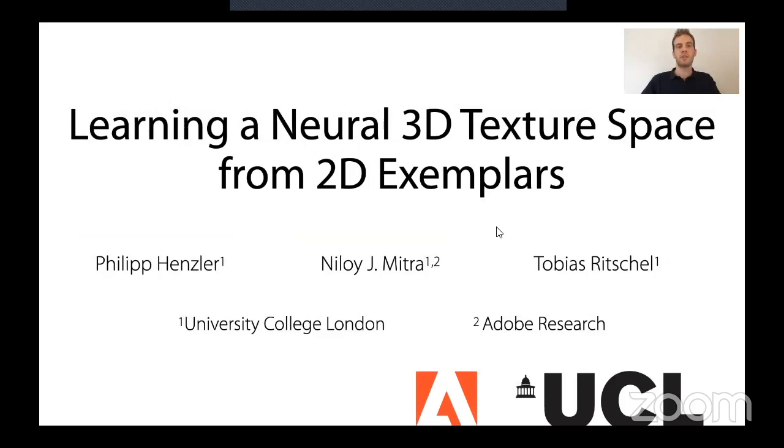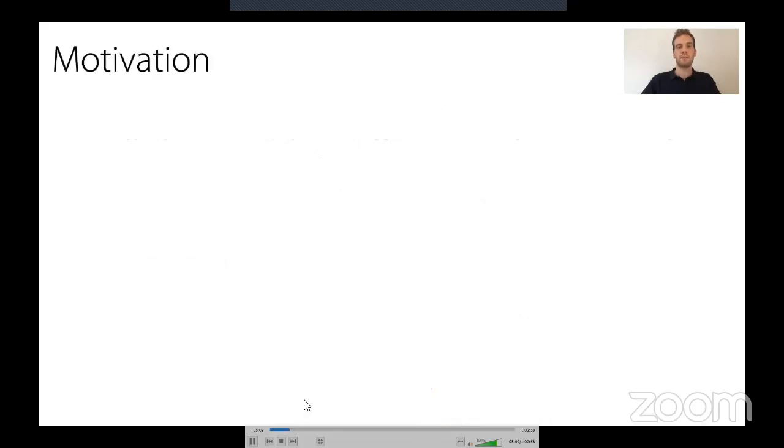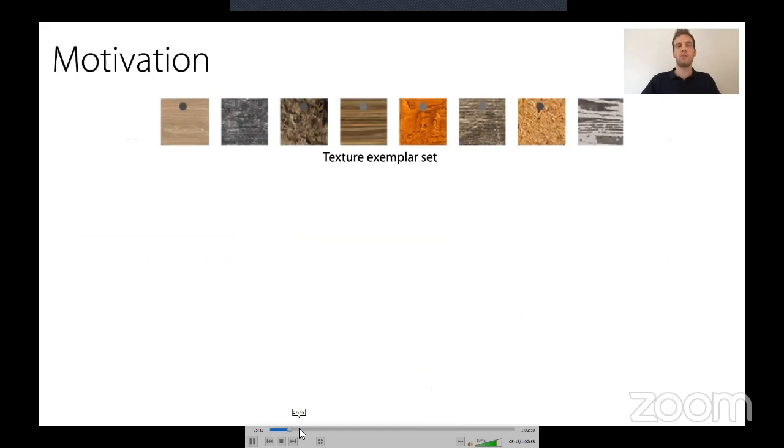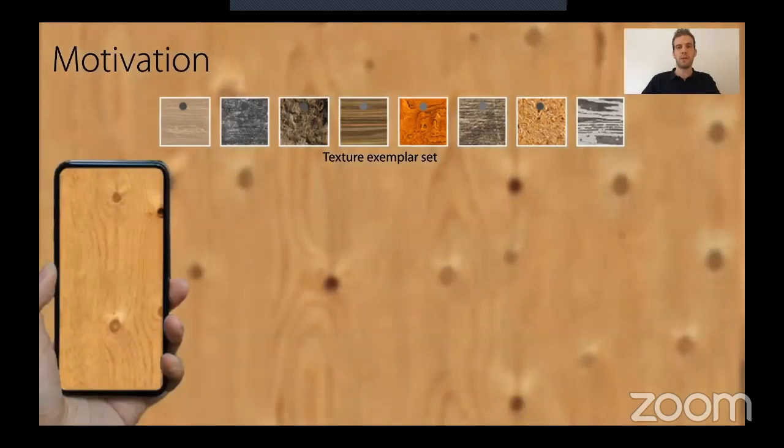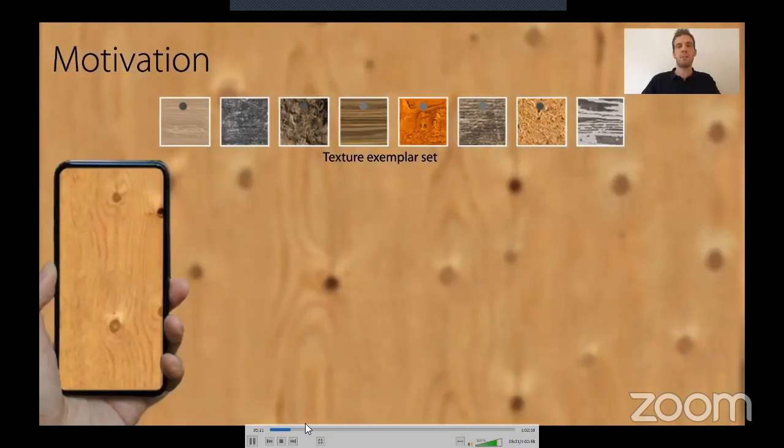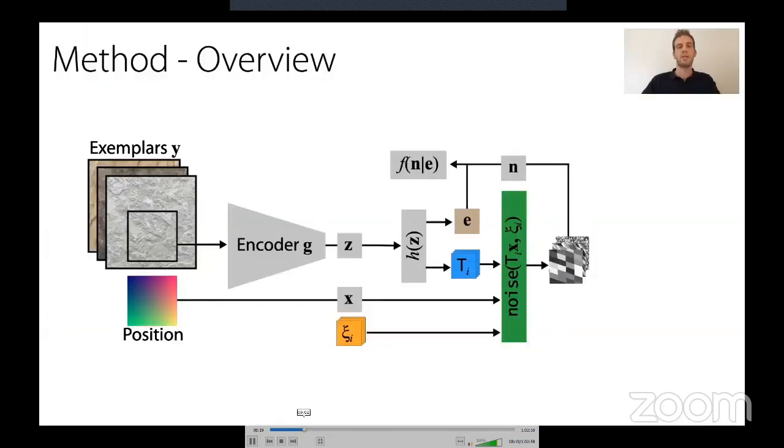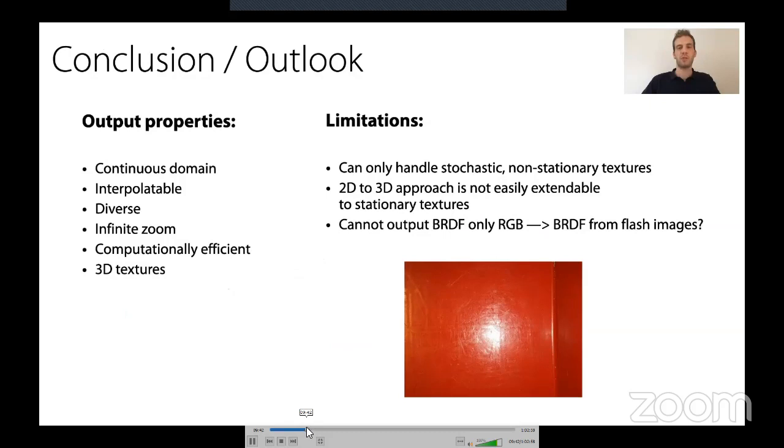Hi, I'm Philip, and I will introduce you to our work on 3D texture synthesis, namely learning a neural 3D texture space from 2D exemplars. For a given texture exemplar set, the goal of our work is to synthesize them. Such exemplars can be casually captured using a mobile phone. Prior works have been focusing on synthesizing single exemplars, but did not focus on creating a space of textures.